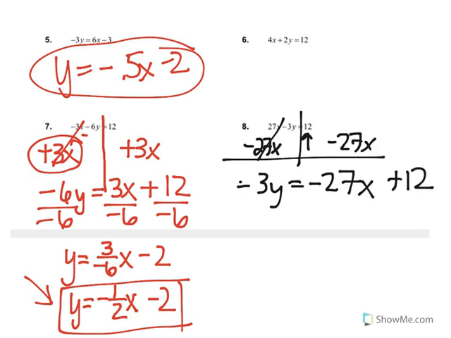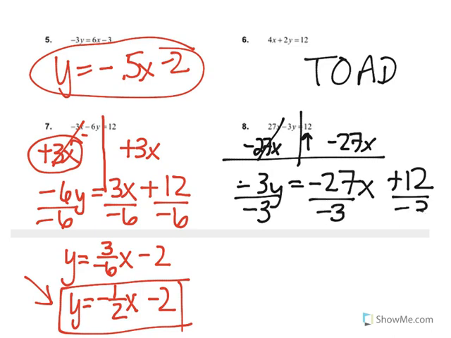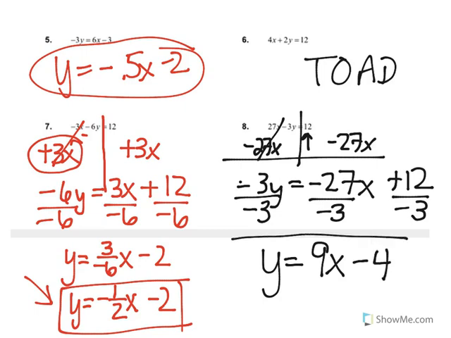So we took the x over. Now what are we going to do? Now divide. Take the x over and divide. So let's divide by -3. -3, -3. Y equals, put that in your calculator, -27 divided by -3. You get +9x minus 4. And there you are. So that's how we solve for y.